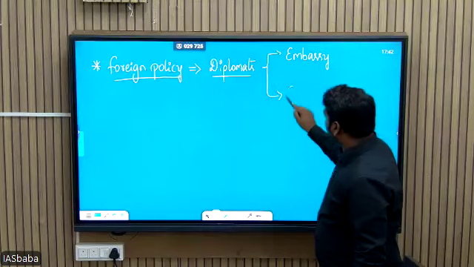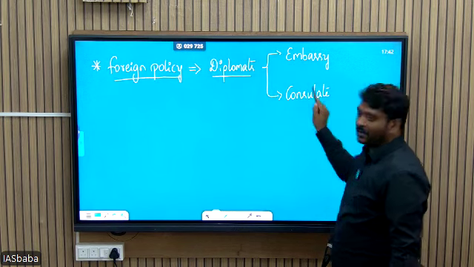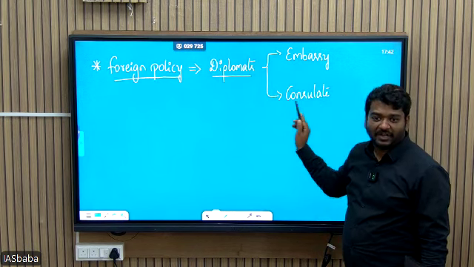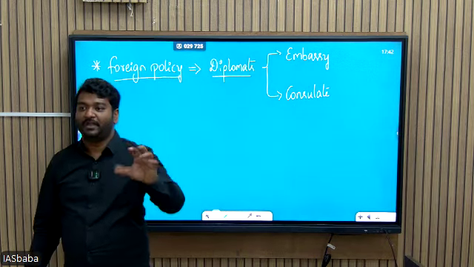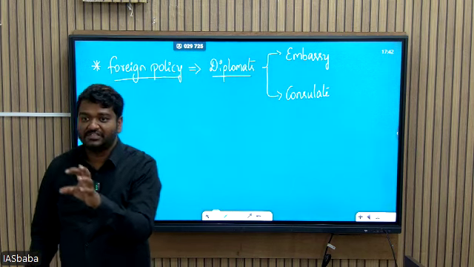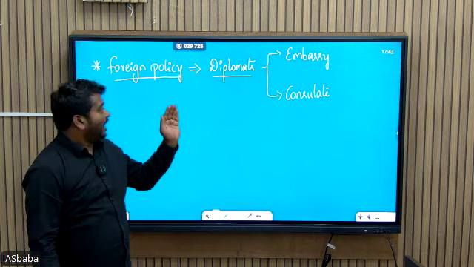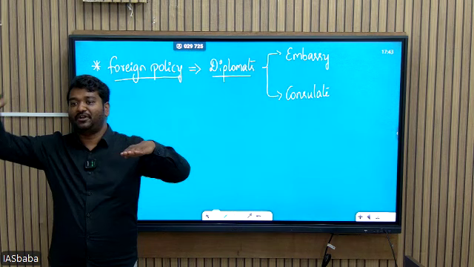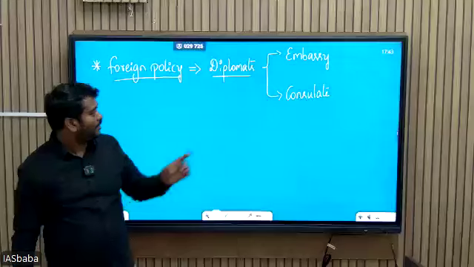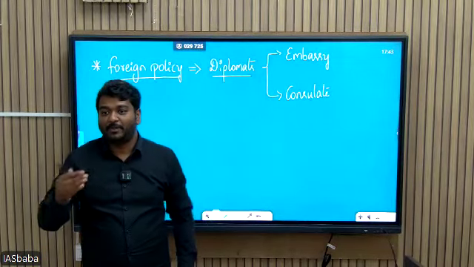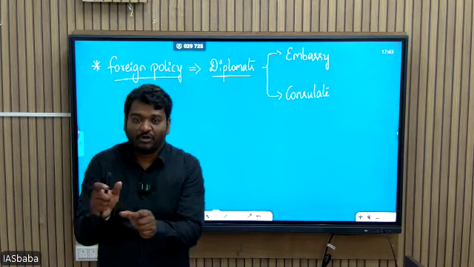Okay. You also have what we call as consulate. Embassy will be there, consulate will be there. For example, if US consulate is in Mumbai, US consulate is in Chennai, US embassy is in Delhi. Okay. Embassy basically means country to country relationship. Consulate is people to people relationship. Now, if at all you want to get visa, you will go to consulate.